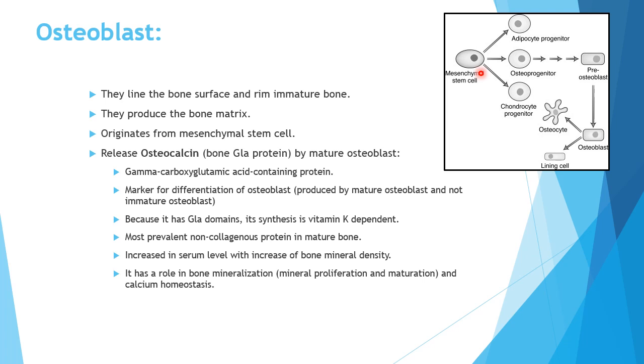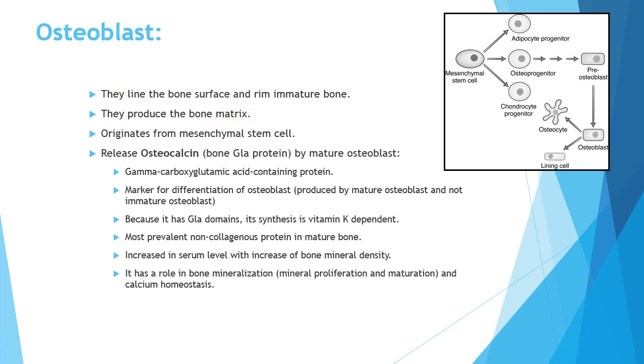In general, stem cells can differentiate into either fat cells, adipocytes, or cartilage cells, or they can differentiate into the osteoblast lineage. As we're going to see later, osteoblast is the source of osteocyte. So osteoclast comes from the hemopoietic system, osteoblast comes from mesenchymal stem cell, and osteoblast is the source of osteocyte. Osteoblast lines the bone surface and produces bone matrix. This is their main function, production of bone matrix.